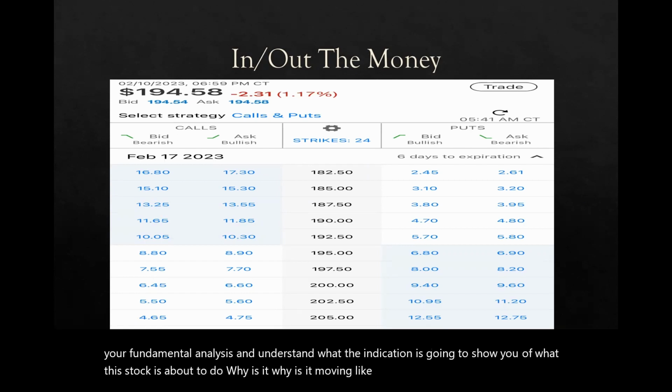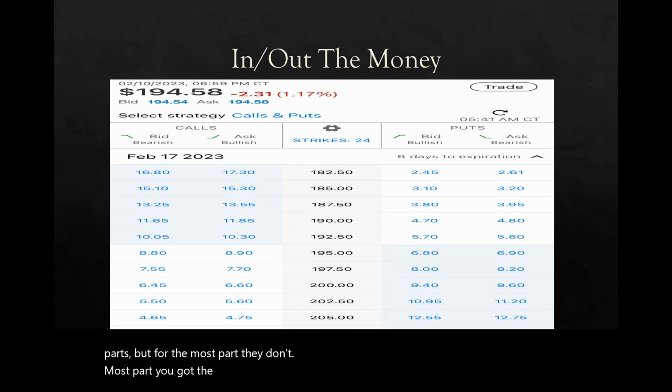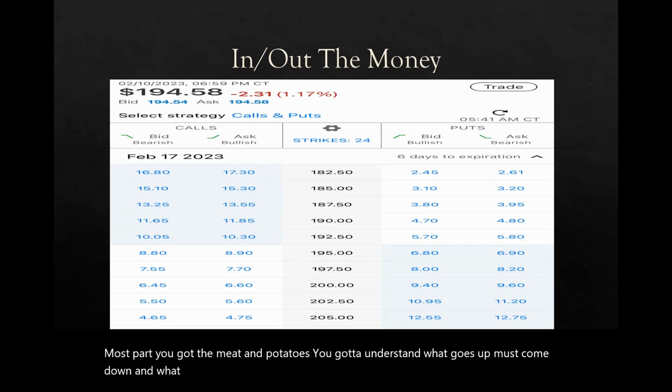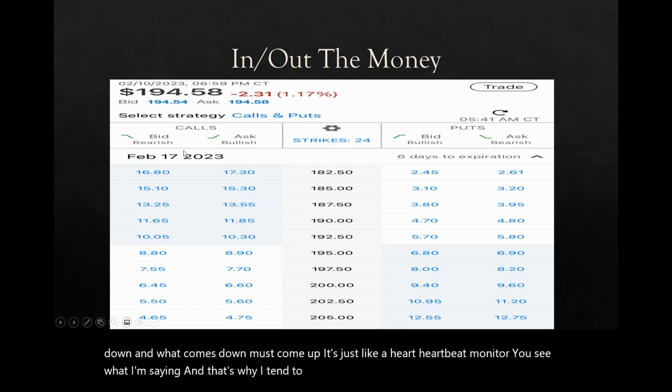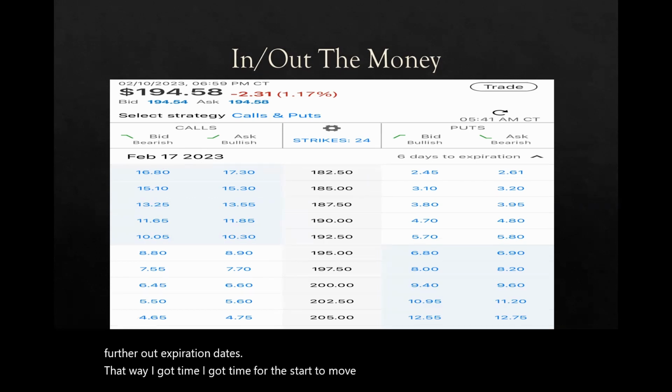And they got some pretty good indicators. A lot of stocks have a lot of moving parts, but for the most part, they don't. For the most part, you got the meat and potatoes. You got to understand what goes up must come down, and what comes down must come up. It's just like a heartbeat monitor. You see what I'm saying? And that's why I tend to buy stocks or buy options with further out expiration dates. That way I got time for the stock to move a little bit.